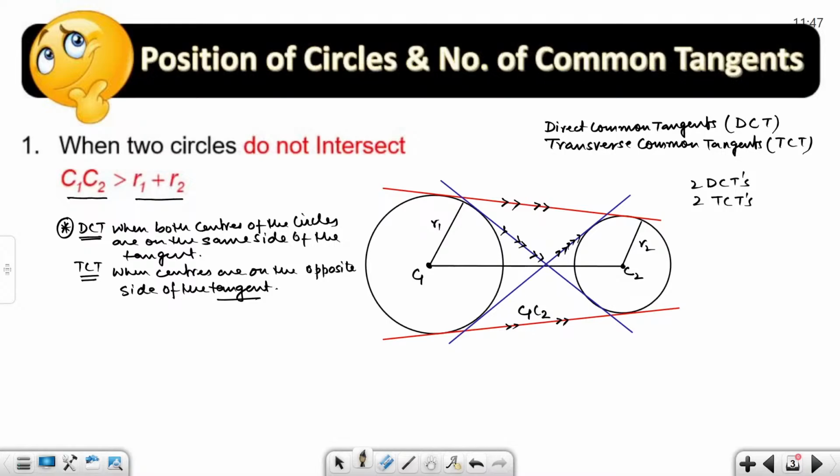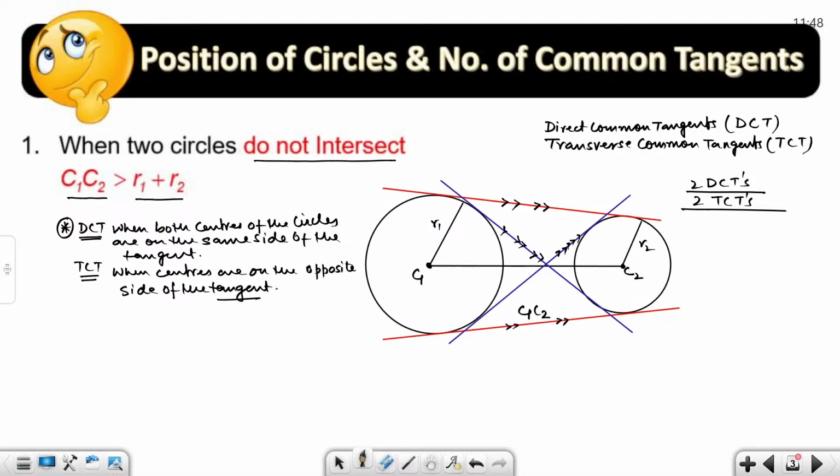And if the centers are on the opposite side of the tangents, we call that tangent a transverse common tangent. Is it clear? Again, when two circles do not intersect each other, and neither are they touching each other, then there will be two direct common tangents and two transverse common tangents, as we can see from here. Is it clear to all?